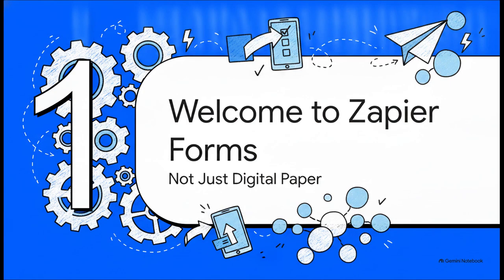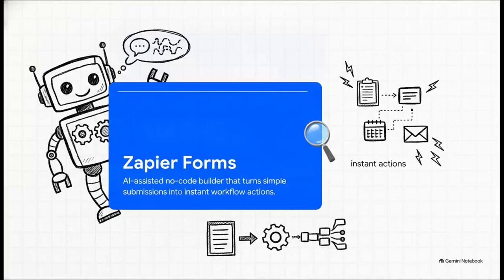Starting right off with Section 1, Welcome to Zapier Forms, not just digital paper. Let's define what we're actually working with here. Zapier Forms is an AI-assisted no-code builder that turns simple submissions into instant workflow actions. So what does that mean for you in layman's terms? It means you absolutely do not need a computer science degree, and you don't need to know a single line of complex programming code to build functional software.